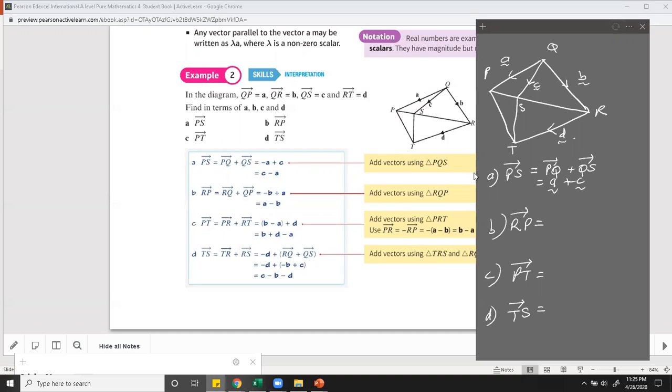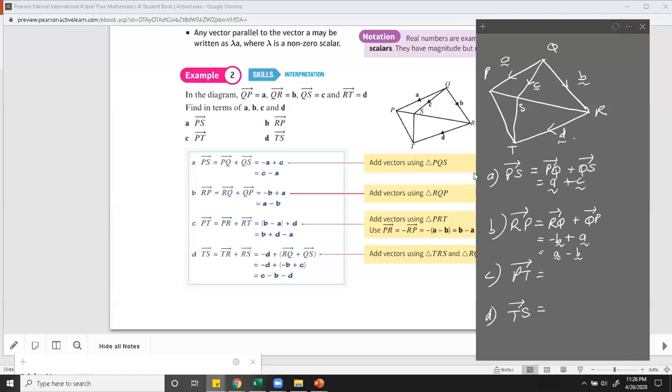How would we get from R to P? Well, we'd go from R to Q. There's no point in going from R to T, because then we couldn't get from T to P, because there's no vector marked on there. So we have to go from R to Q, and then from Q to P. So R to Q is going to be minus B, plus QP is going to be A. Now you can just leave it like that, but if you want to get rid of that leading negative, you can put the positive thing first.